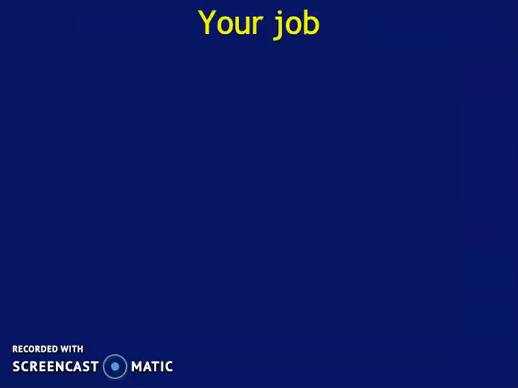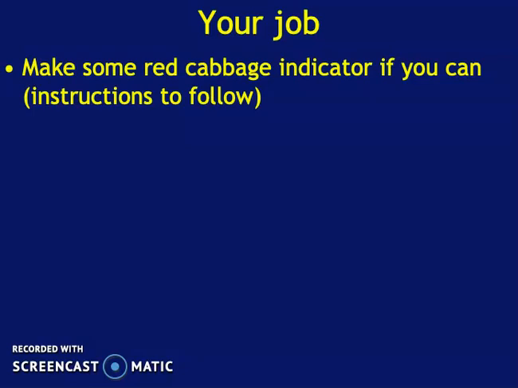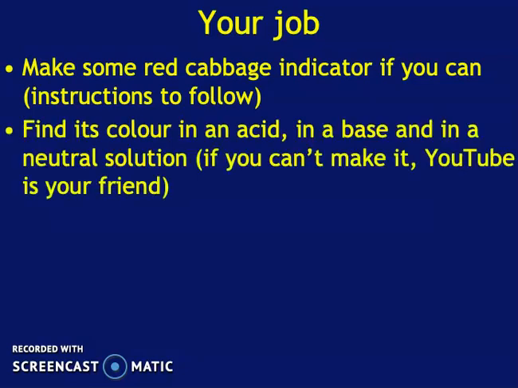Now, your job in this is, I sent out an email before Easter break and said if you could get some red cabbage, it would be really helpful. You're going to make some red cabbage indicator if you can. The instructions are going to follow. You are going to find its color in an acid, in a base, and in a neutral solution. And if you can't make it, then you're going to have to Google or use YouTube to figure out the answer. Whatever acid, base and neutral solution you use, please try to make sure that they're colorless so it doesn't interfere with your experiment.